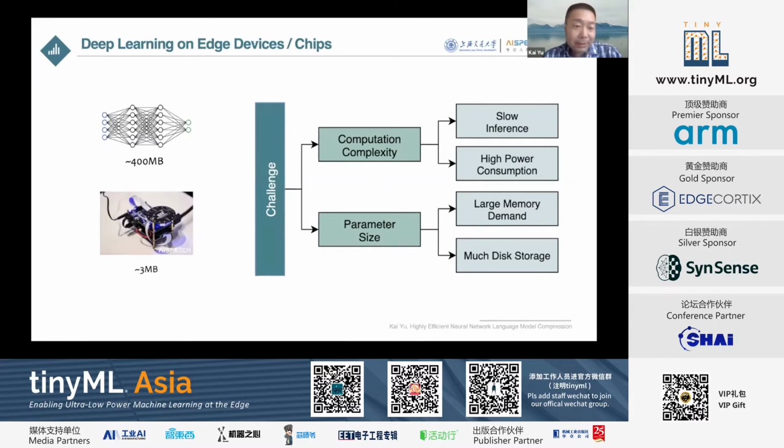You can see on the left side there's a figure about a neural network on embedded devices. Usually for our language model neural network, we have about 400 megabytes, but we need to compress it down to almost 3 megabytes for our embedded devices.